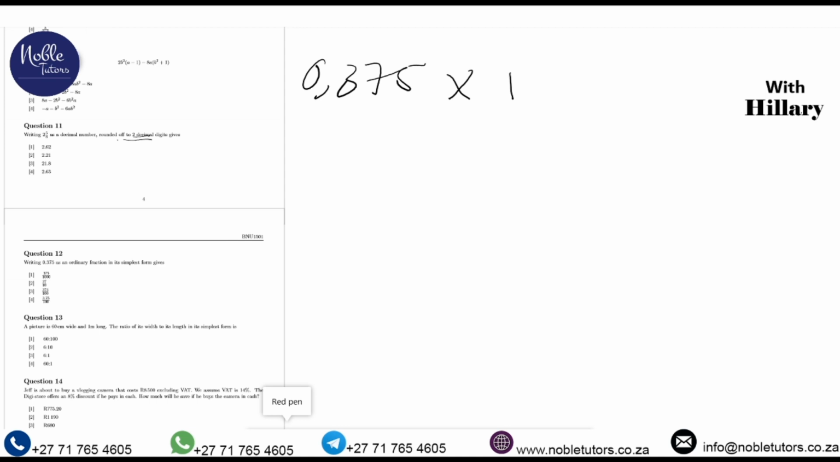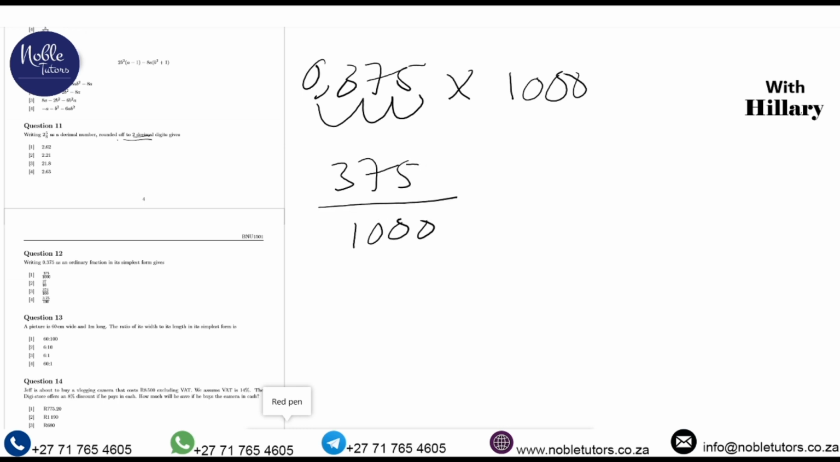To know how many zeros to add, you look for how many numbers after the comma, which is 1, 2, and 3. So you add 3 zeros here. That means you are going to multiply by 1,000. So if you multiply 0.375 times 1,000, it gives you 375 divided by 1,000 to make it a fraction.